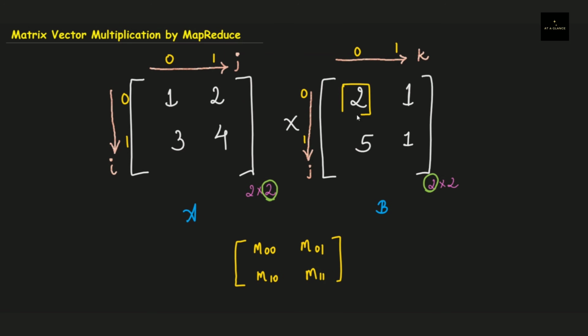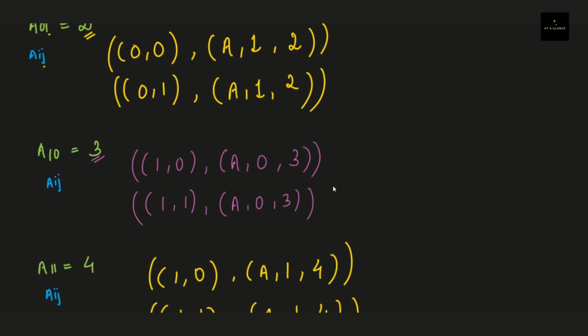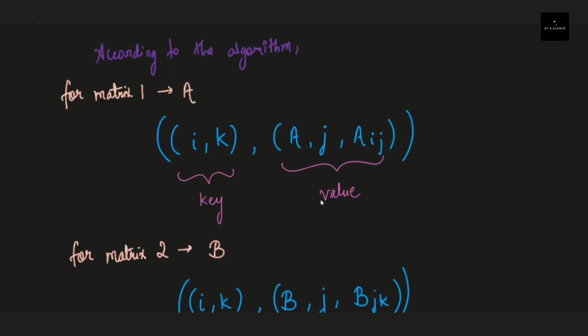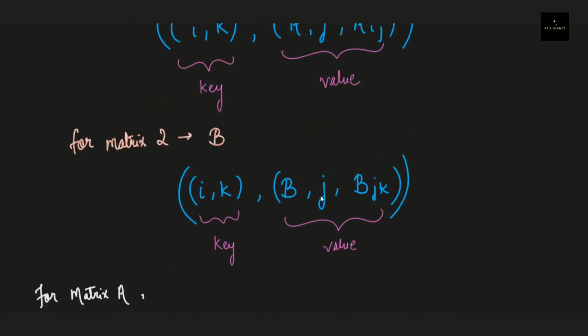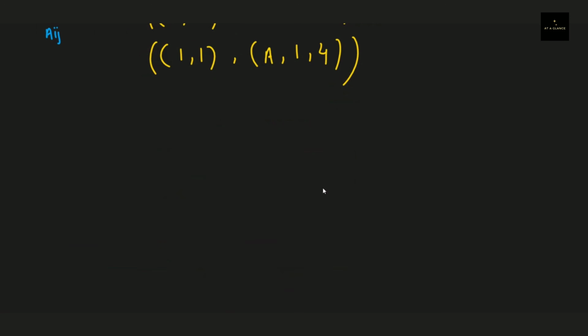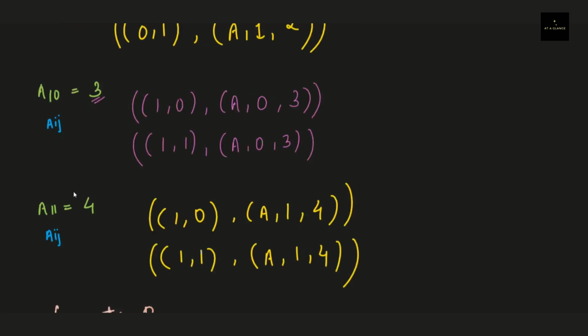Now let's focus on the matrix B. The first element of matrix B is 2, which is located at index 0, 0. Note that the variables that we are using for denoting the dimensions of the matrix B are j and k. Since this is matrix B, we can denote the first element as B00. Here the value of j is 0 and the value of k is 0. And note that the value located at this index is 2.